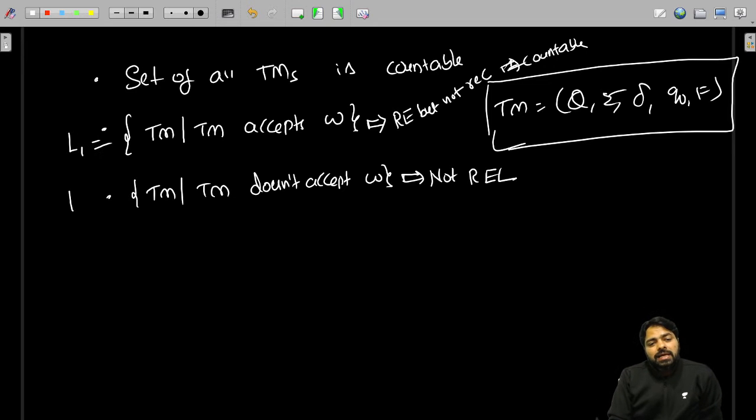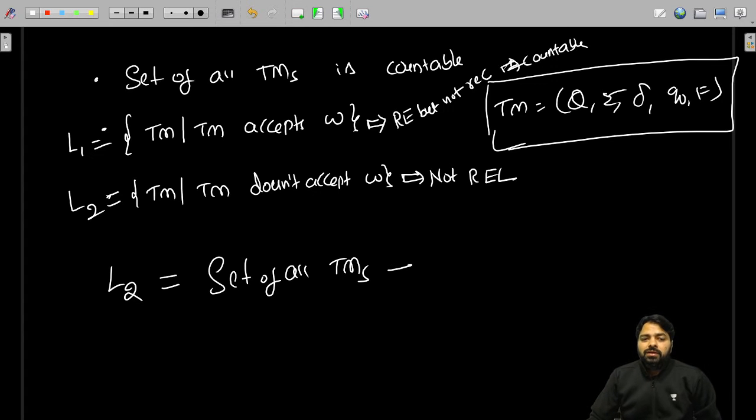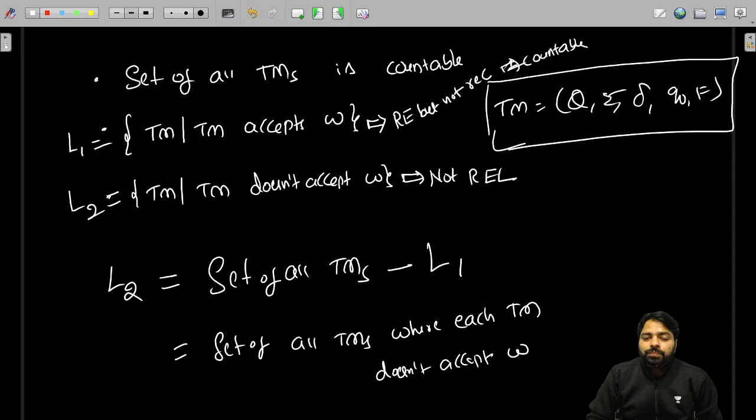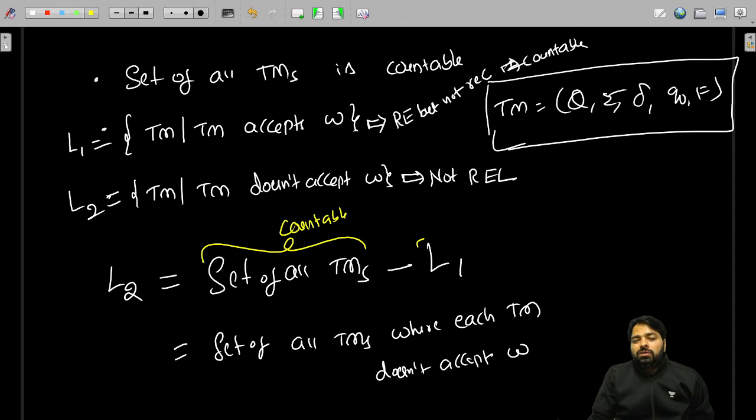Assume this is L1, this is L2. And do you know, L2 can be proved using two countables. I can just do the set of all TMs minus L1. What do you get? The set of all TMs where each TM doesn't accept W. I'm not going to verify, but I'm going to count it, that's all. I'm not showing you a programmer algorithm, guys. I'm only showing that it is countable. Remember that this is known as countable. This is countable. And countable minus countable, right?